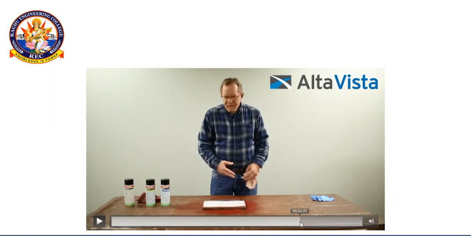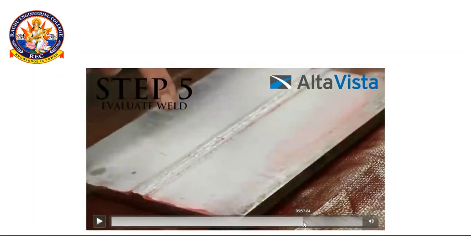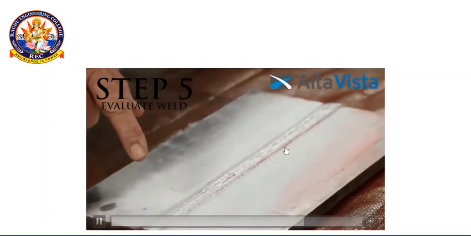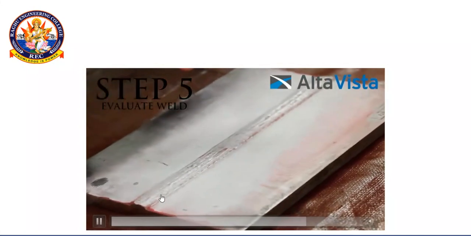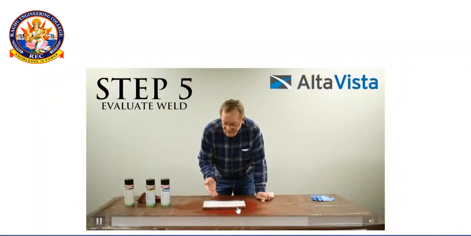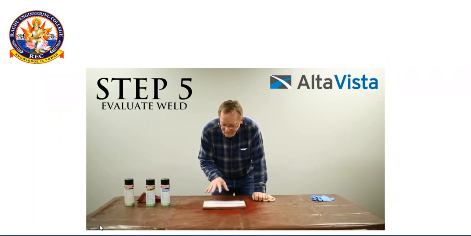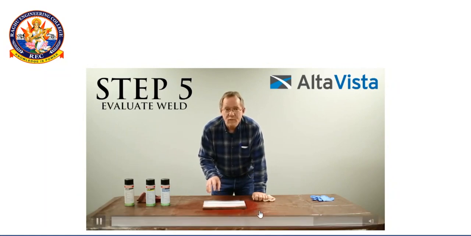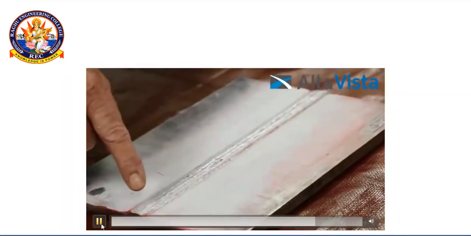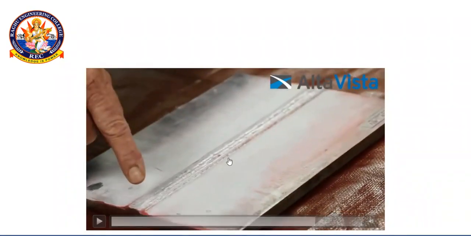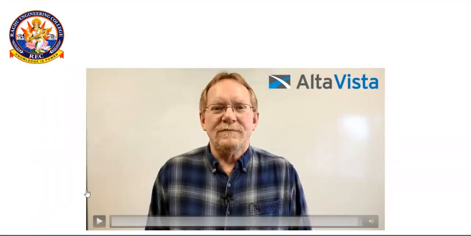See, after the developer it becomes very white because the developer is white in color. See this, there are red areas present on the weld area. Here we can see some fluorescent color areas. It means this area is a defective area. In this process we can identify the defects. This is nothing but the simple dye penetrant testing process.